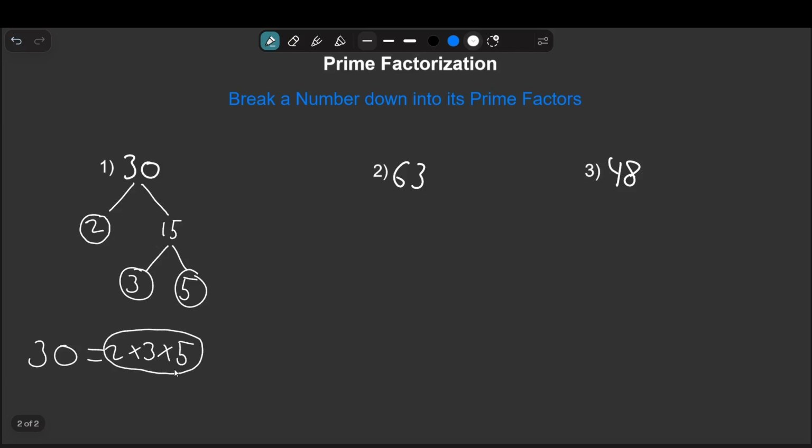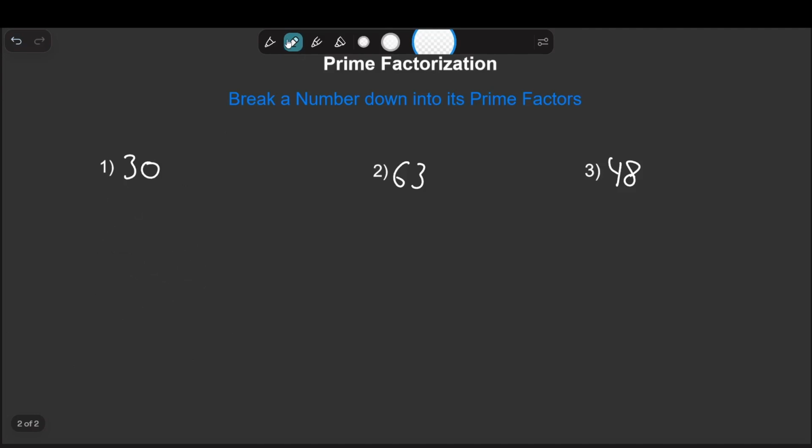I'm going to do one more example for 30 for you guys, just so you can understand it a bit better. So let's erase this real quick, and I'm going to show you one more path we can take. So we have 30. We're going to make the tree. We know that 5 times 6 equals 30, so we can use this path also.